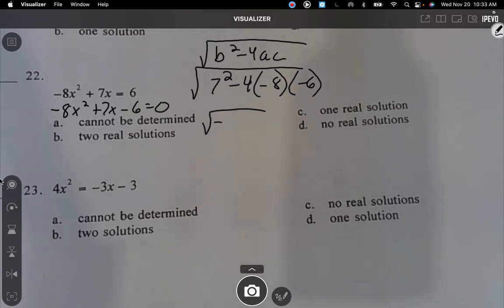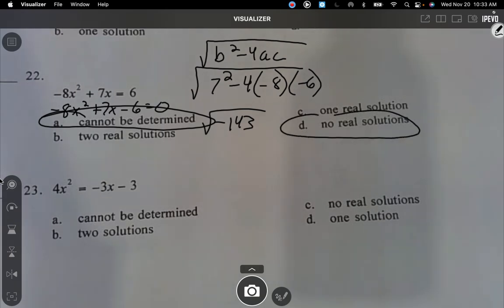If you type the square root of a negative number in your calculator, it's going to say error. Why? Because you can't take the square root of a negative. So on that one, if you get a negative number, it's no real solutions. Remember, it's only going to be 1, 2, or none. Those are the only 3 options.